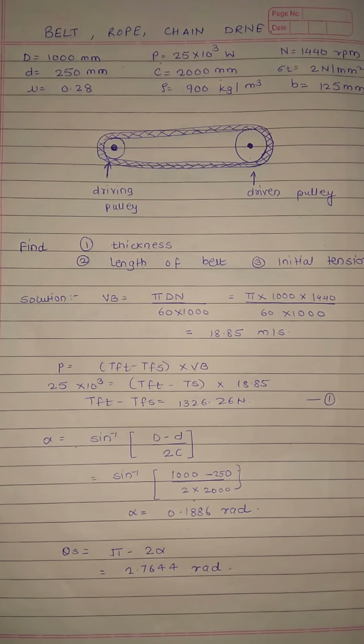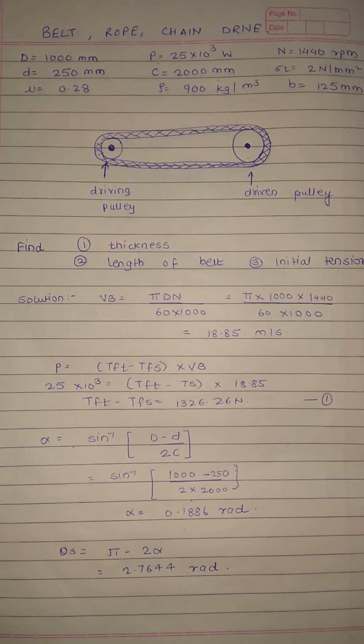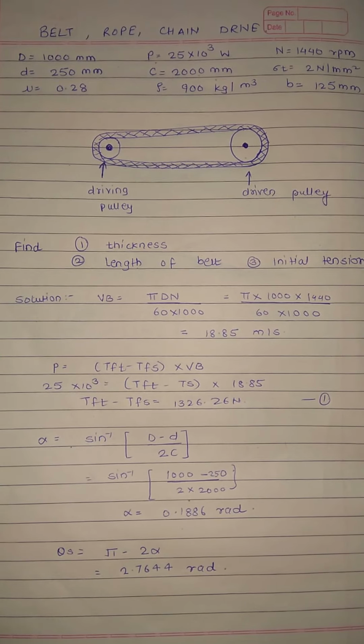Hello friends, let's start today with Design of Machine Elements 2. The chapter is Belt, Rope and Chain Drive.